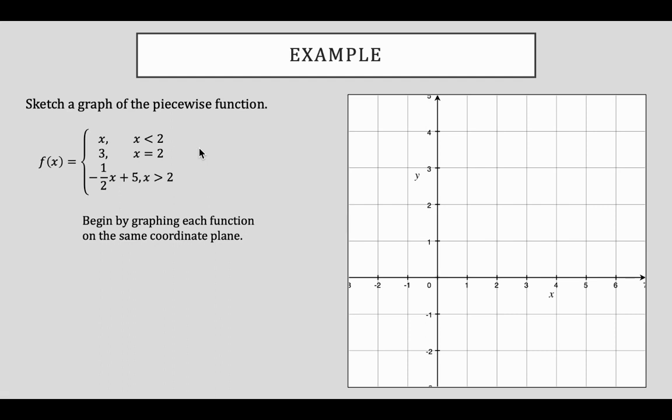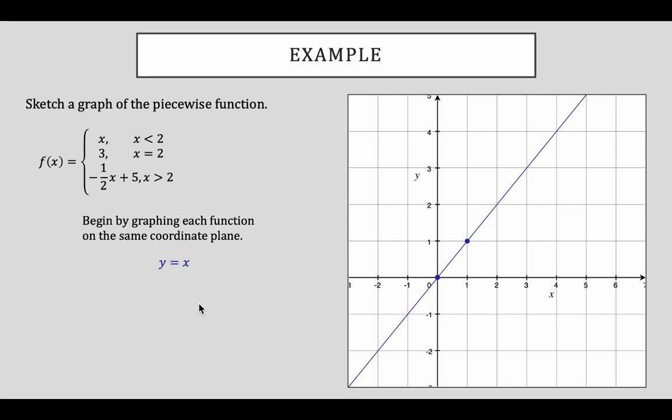Again, begin by graphing each piece of the piecewise function on the same coordinate plane. All right, let's look at our first piece, y equals x. Well, you all know that this is an equation of a line, has a y-intercept of 0 and a slope of 1. Plot my y-intercept, know that my slope is 1, draw in the appropriate line.